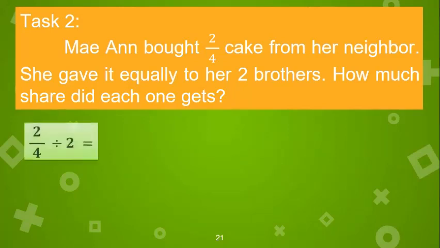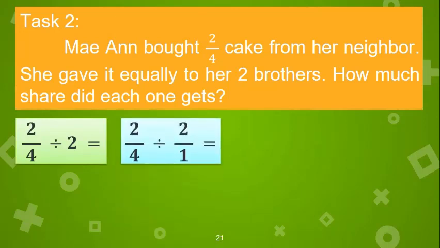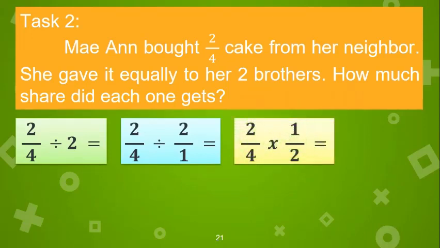So let's have the equation: 2/4 divided by 2. Our 2 is now a whole number, so we are going to change that into a fraction by writing a denominator of 1. Then we are going to apply the KCF: keep, change, and flip. Did you follow?